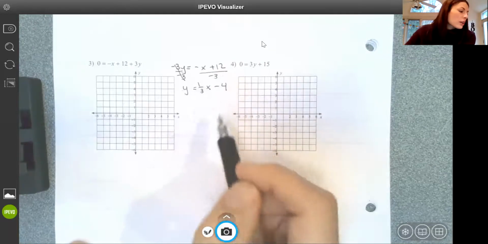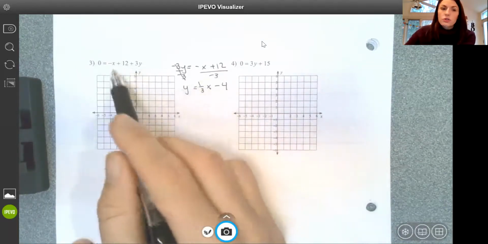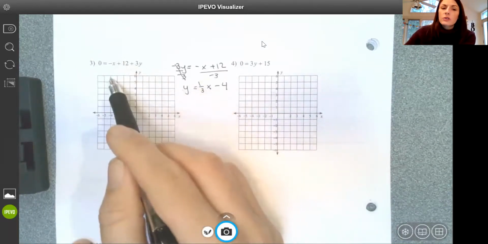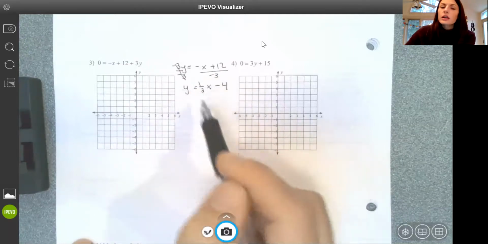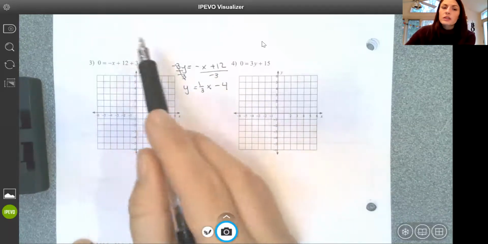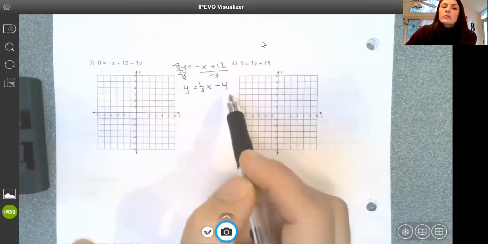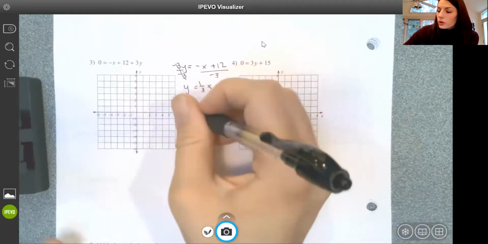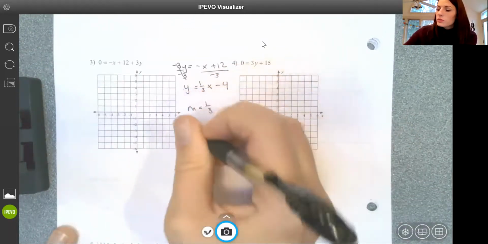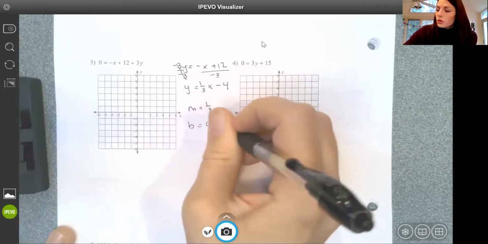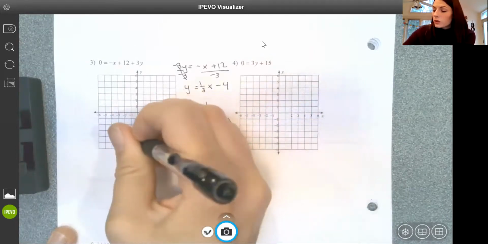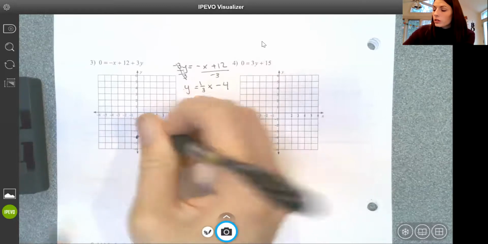It doesn't matter what inverse operation you choose to go with or how you end up trying to rewrite this, you should land here no matter what. Even if you added x and subtracted 12, you still would get this as your final equation. So my slope is 1/3, y-intercept at 0, -4, 1/3.